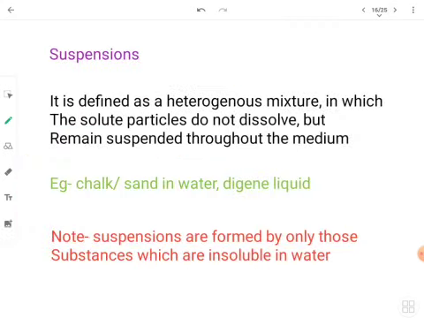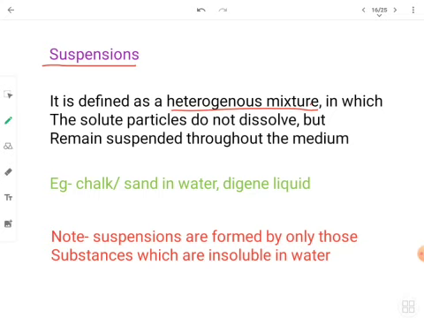Now let us move on to the next category. If you remember, heterogeneous mixtures were classified into two types. There were suspensions and colloids. First we will discuss suspensions, then we will discuss colloids. Now what are suspensions? Again in this definition I will make you mark a few points. It is defined as a heterogeneous mixture.